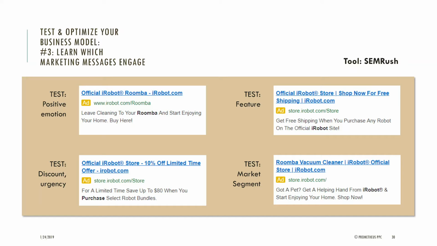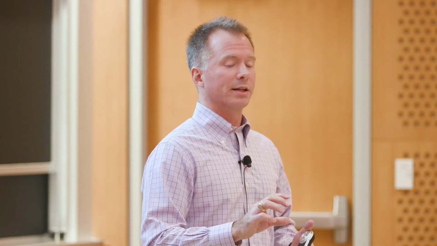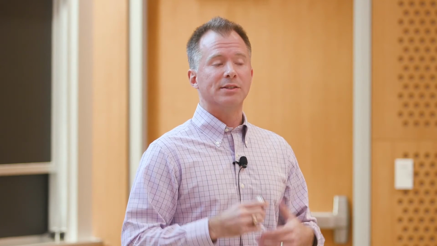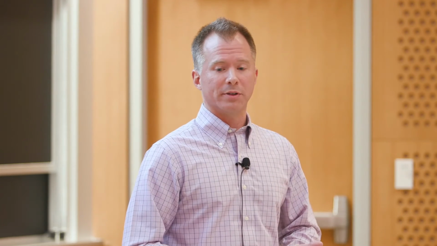Looking at a feature, which in this case is free shipping. Maybe that is going to connect better with what customers are looking for. And yet another way to look at it is by market segment. Got a pet? Get a helping hand. Lots of different ways you could think to position your product and test your messaging and see what brings the most traffic to your website.